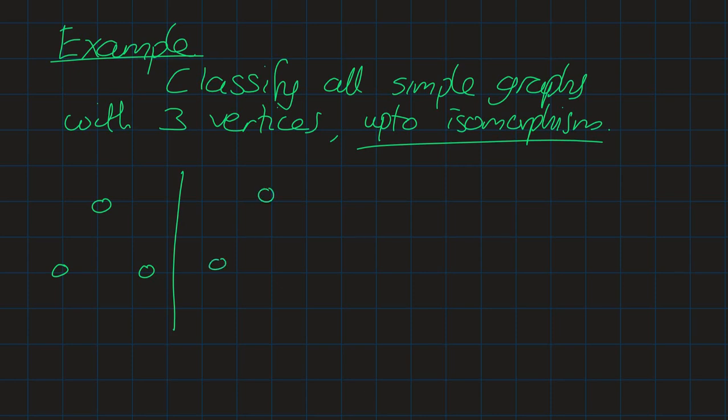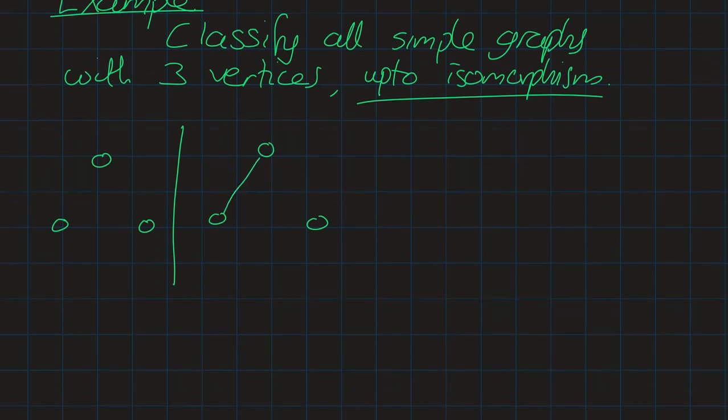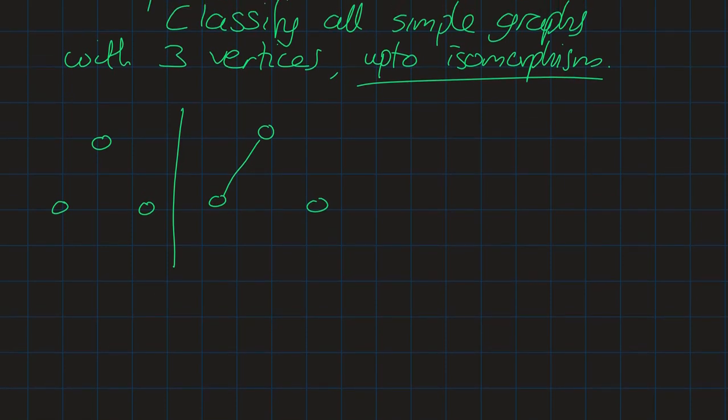Now let's try and be methodical. This might sound a bit abstract, but is there another graph with no edges and 3 vertices? Well, if you think about it, there's not, right? There's only one graph on 3 vertices that has no edges. Now let's move on to graphs with 1 edge. So I'm going to put an edge right there. Okay? So that's my second graph.